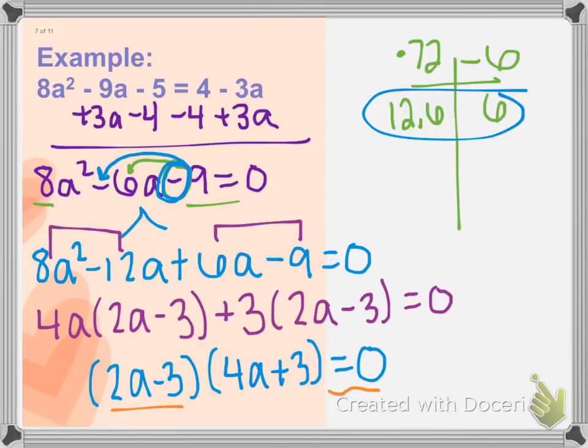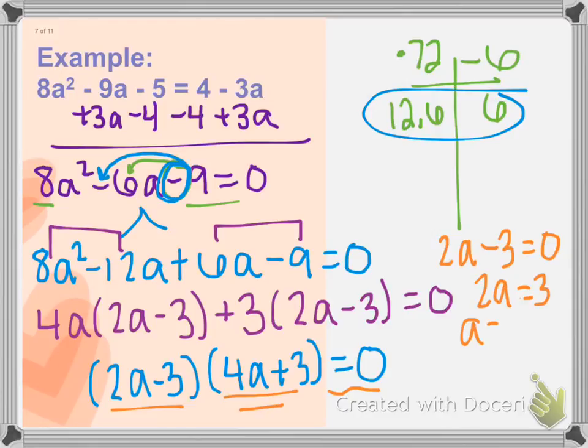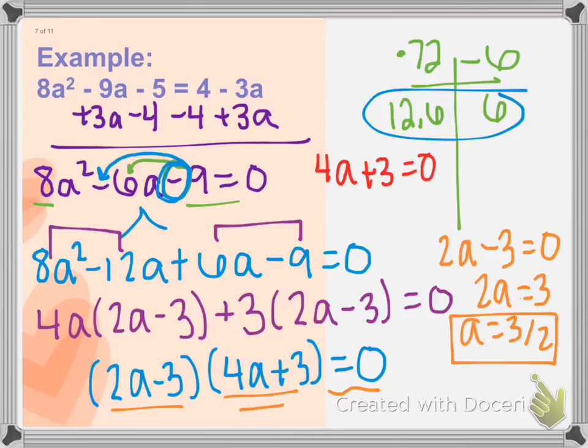So remember, I take each factor individually, each grouping, and set it equal to 0. So 2a minus 3 equals 0. Add the 3, so 2a equals 3. Divide by 2, so a equals 3 over 2. Leave it as a fraction if it doesn't come out evenly. Then the other one, I have to take the 4a plus 3. I'm going to go up here because I'm running out of room. 4a plus 3 equals 0. Subtract the 3, which gives me negative 3. Divide by 4, so a equals negative 3/4.